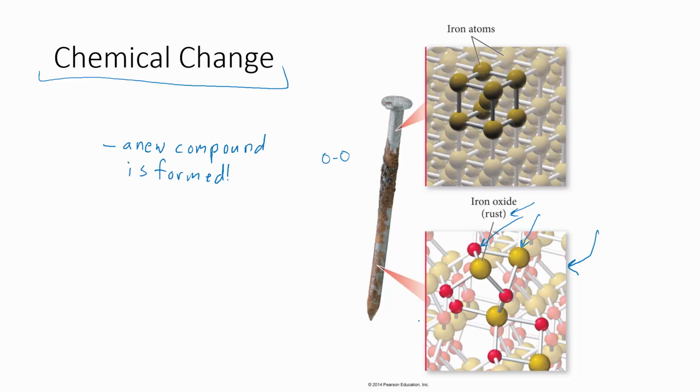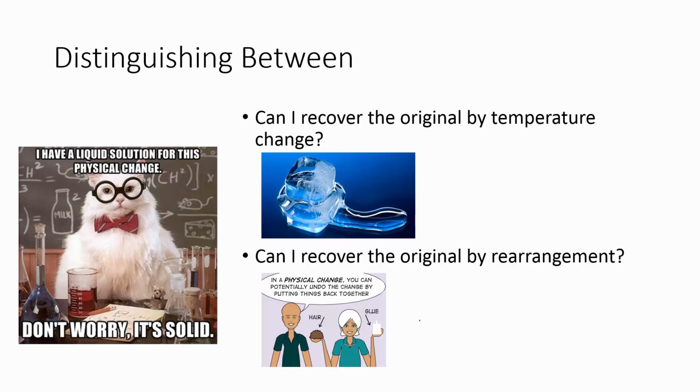So that's the main difference here between a physical and a chemical change. So one way you can tell just by observation whether or not you have a physical or a chemical change is to look at what the effect of temperature would be on that particular substance. So for ice, for instance, you know that it's a physical change when it goes from a solid to a liquid, because by changing the temperature back to colder again, you can recover the solid form of water, which is ice.